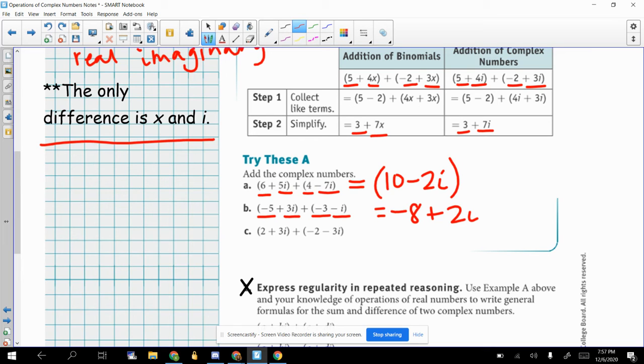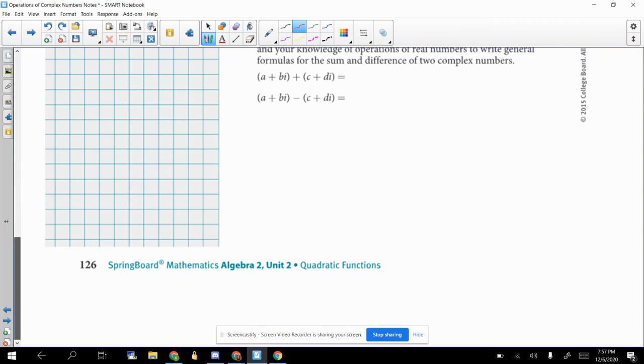And then let's take a look at this last one. 2 plus negative 2 is 0. And 3i plus negative 3i is 0i. So this whole thing is just 0, because everything cancels. 2 and negative 2, 3i and negative 3i, everything cancels. So it's 0. Okay. So that's just adding. And again, you're just combining like terms.